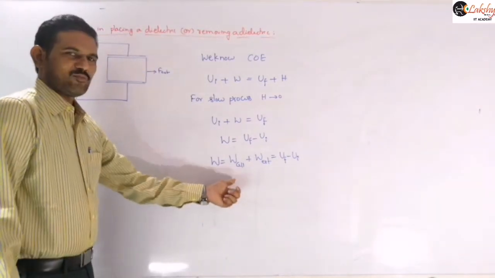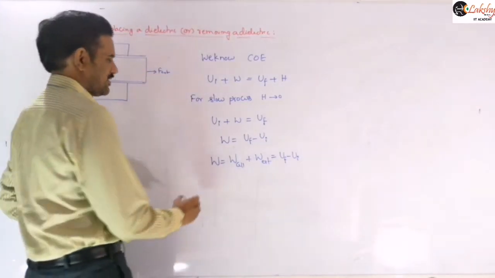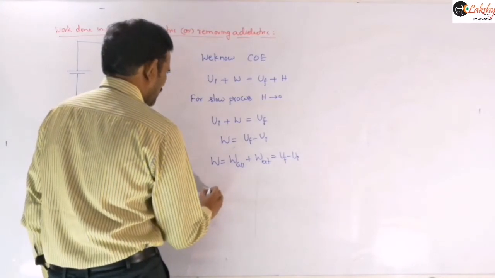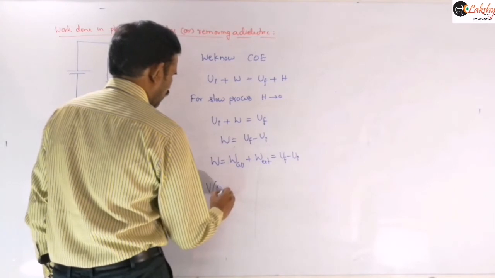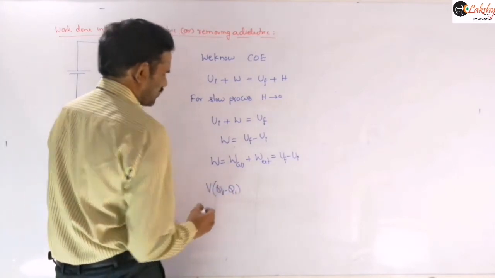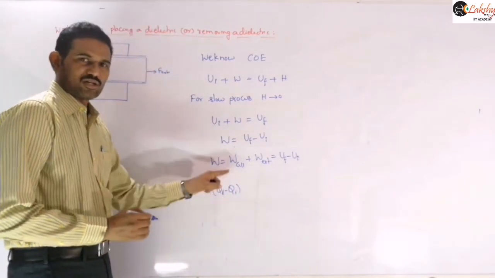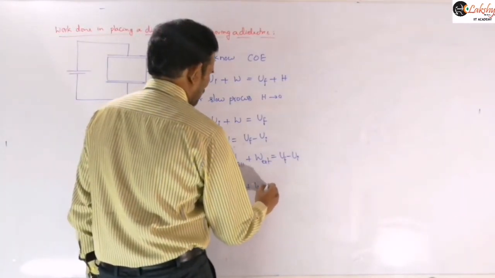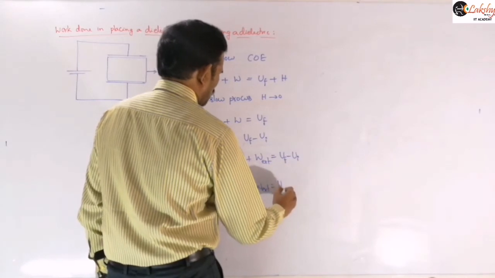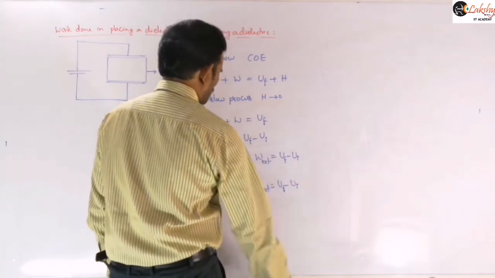Where work done by the cell means we know already its calculation here. So this value we can write as EMF of the cell into Q final minus Q initial, this is delta Q. Work done by the cell plus work done by the external agent is equal to U final minus U initial.